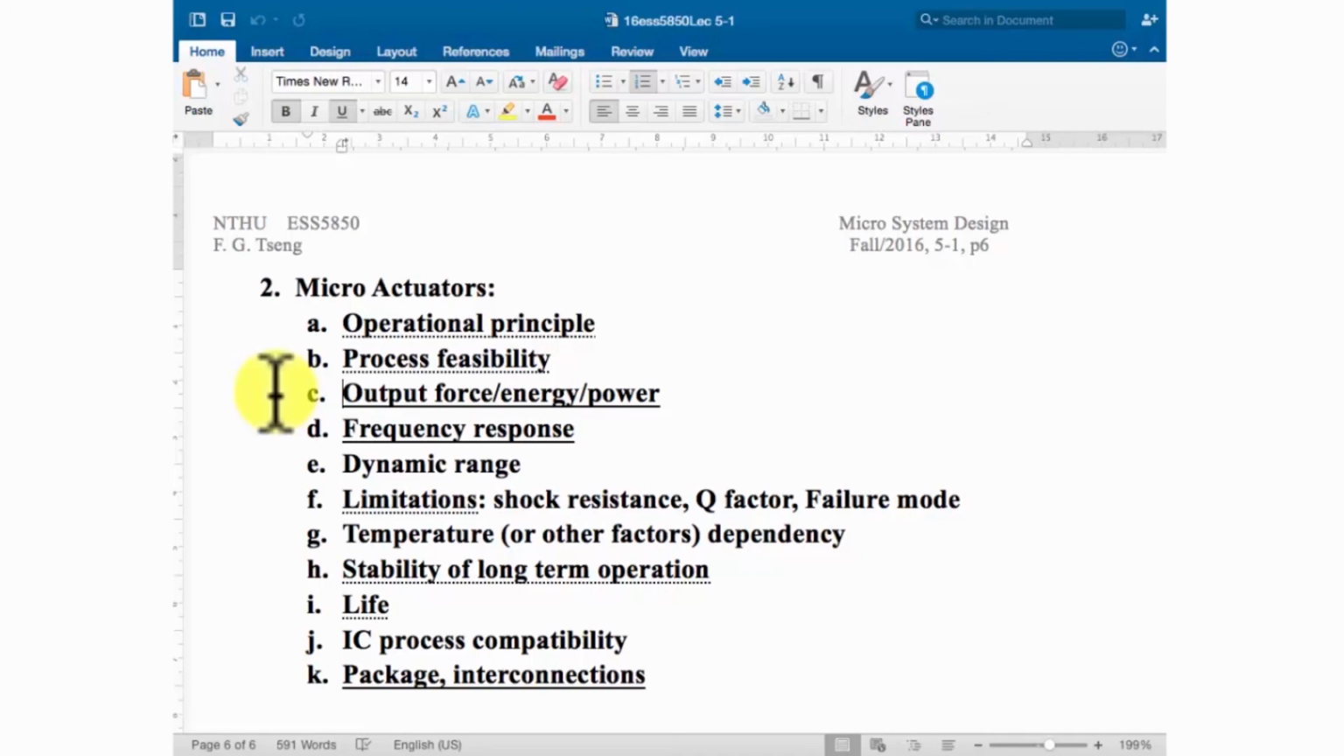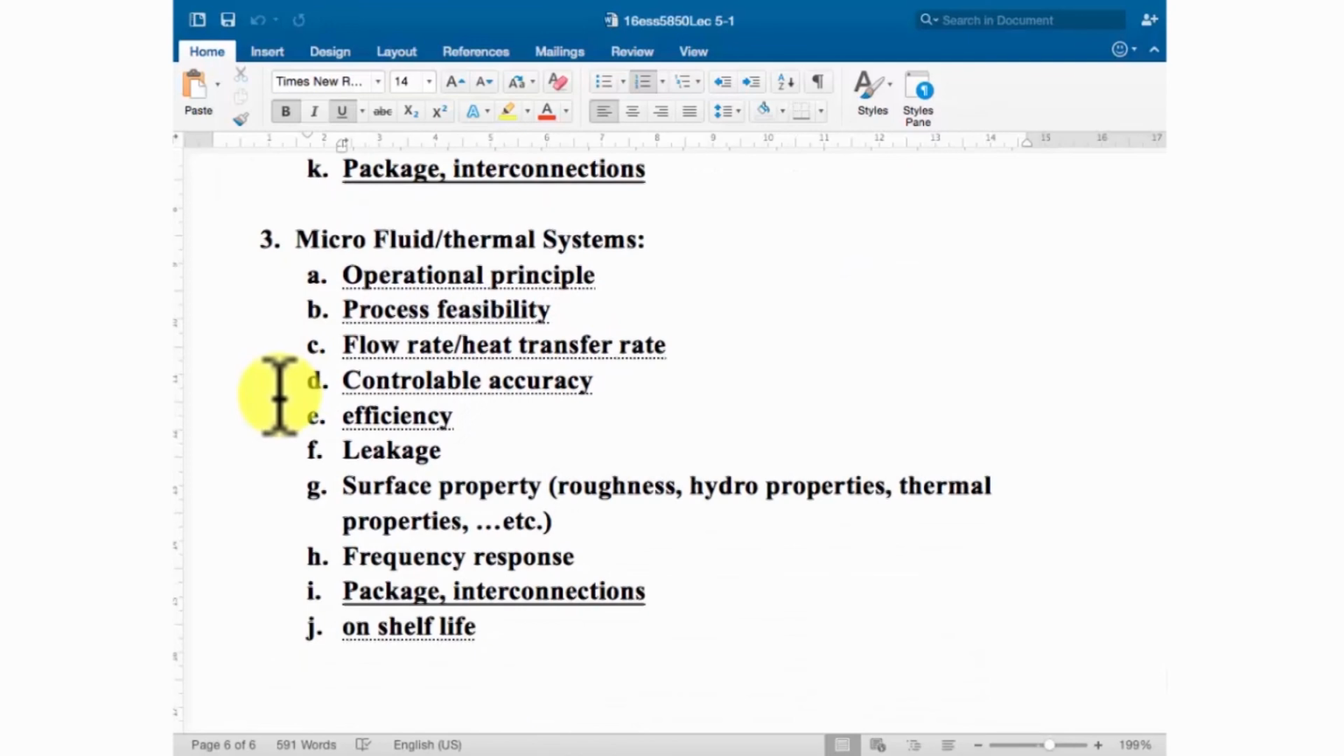For other systems, like fluidic systems, we consider flow rate and related properties, and also efficiency, accuracy, and leakage. Those are different from sensors and actuators. We will not talk more about them in this course, but you will have some idea if you take another course, which will be offered by me next semester.